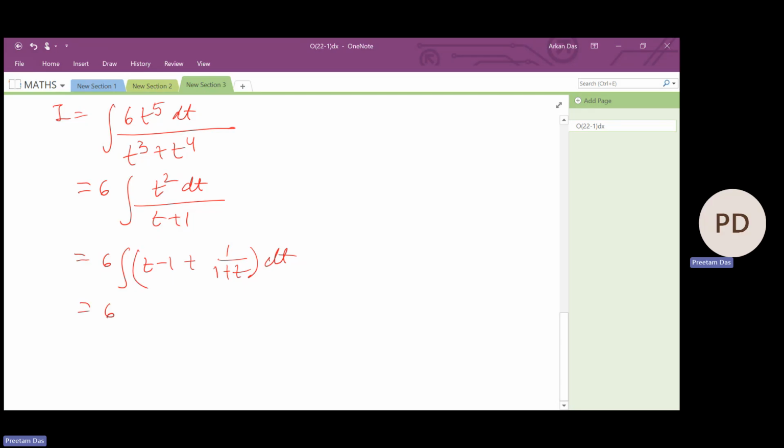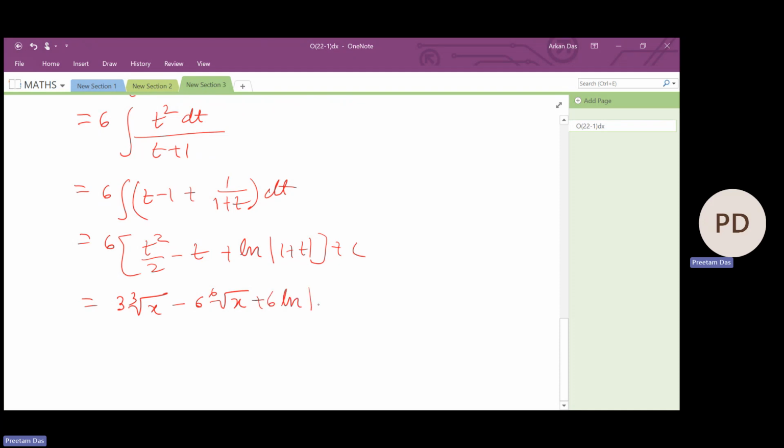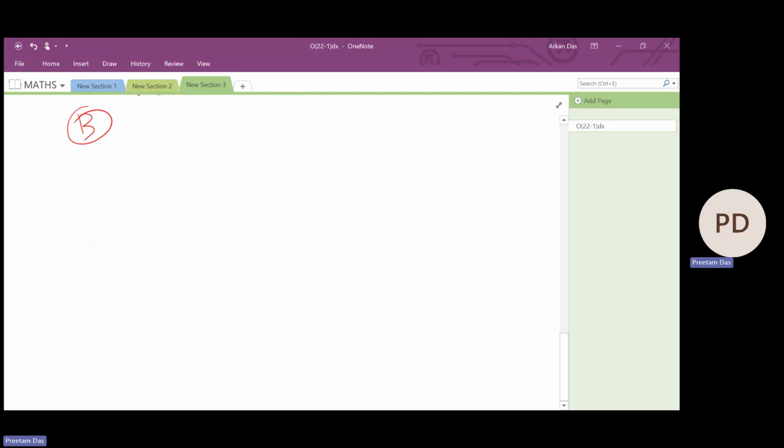What is the integration? t square over 2 minus t plus ln mod 1 plus t plus c. After simplification, you will get this as cube root of x minus 6 sixth root of x plus 6 ln mod 1 plus sixth root of x plus c. So option B. Let us go to the next question now.